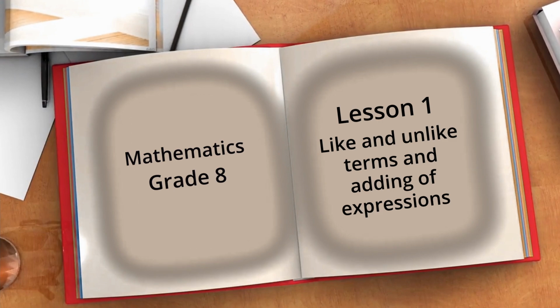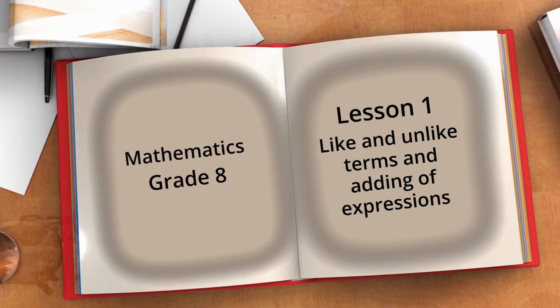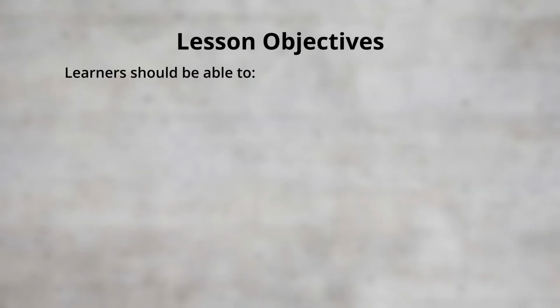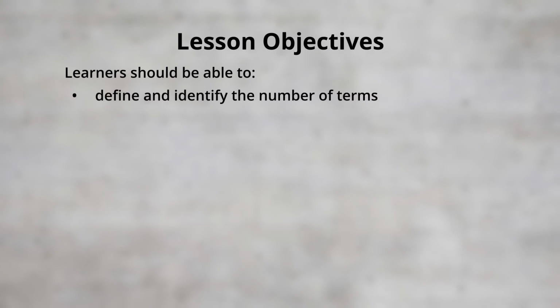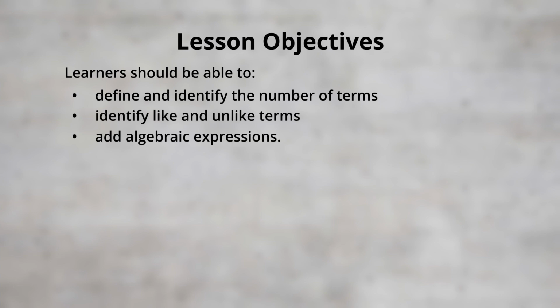The topic for today is like and unlike terms and adding of expressions. Let's have a look at the lesson objectives. By the end of today's lesson, you should be able to define and identify the number of terms, identify like and unlike terms, and add algebraic expressions.